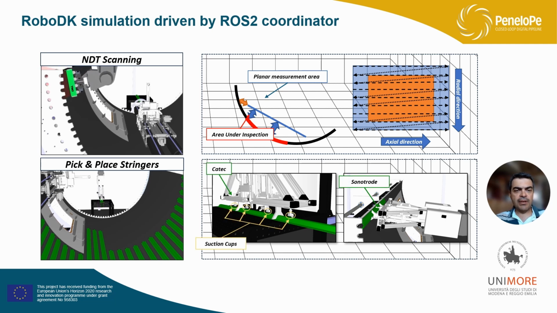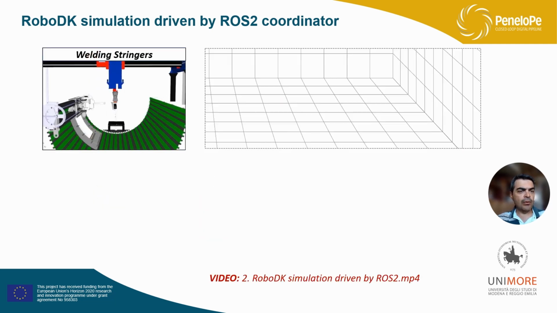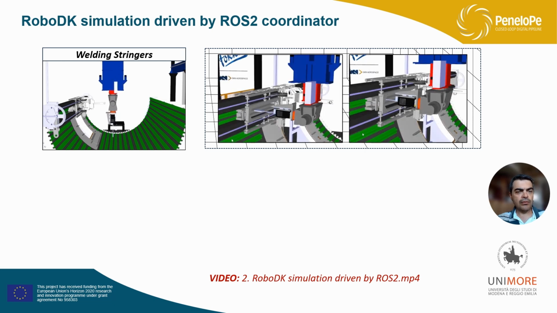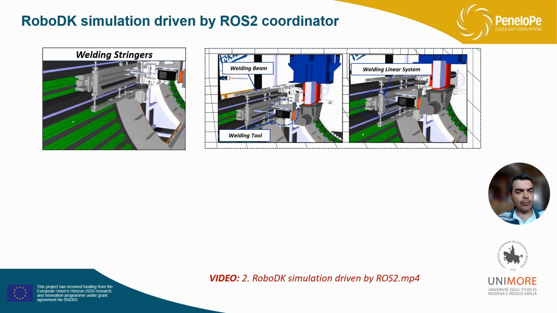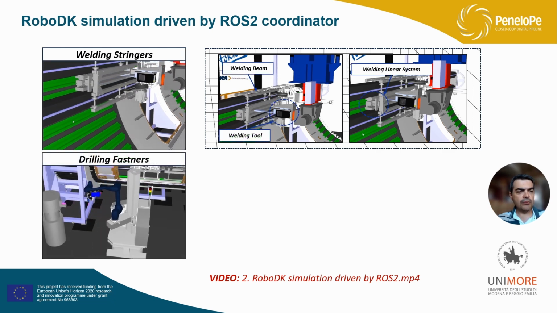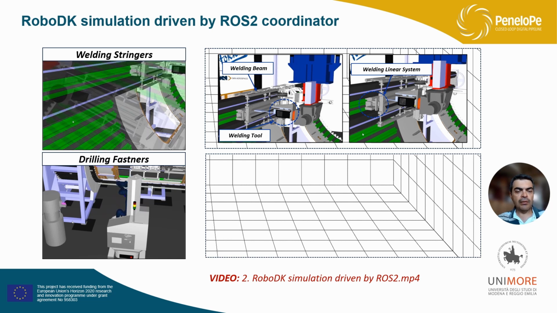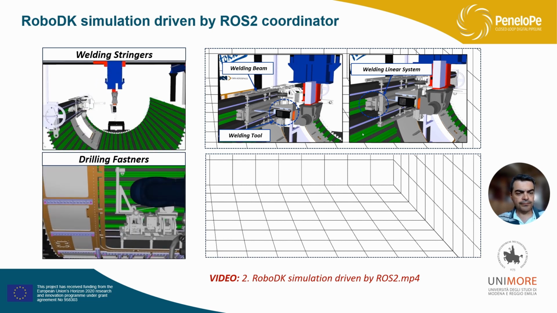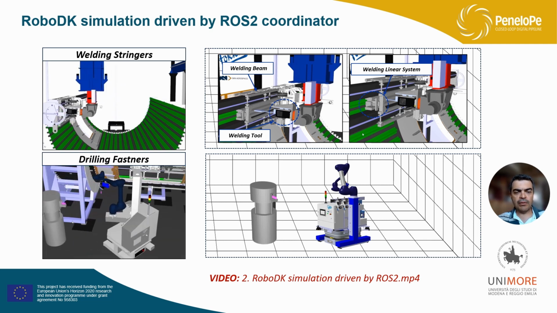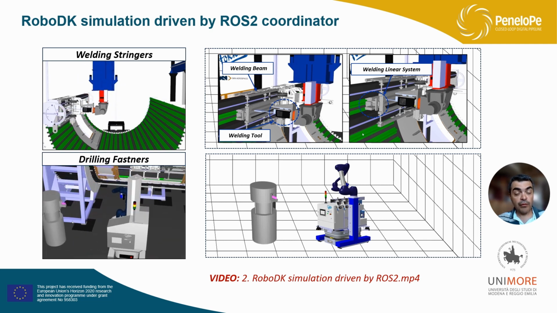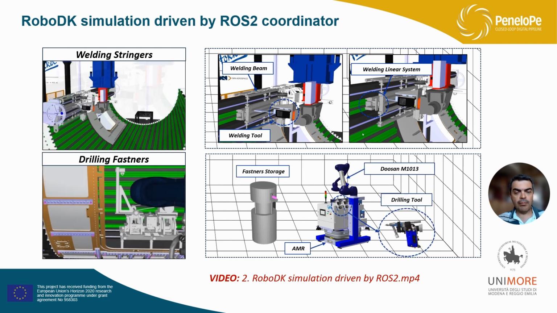This process has been repeated for all the operations. So we also included the simulation of the welding of the stringers after their positioning. And finally, also the operations linked to the drilling of fasteners around the cargo door. In this case, a cobot mounted on a movable platform has been employed.